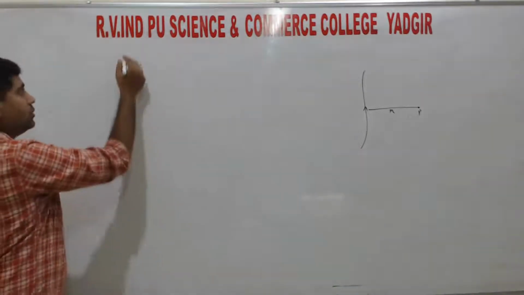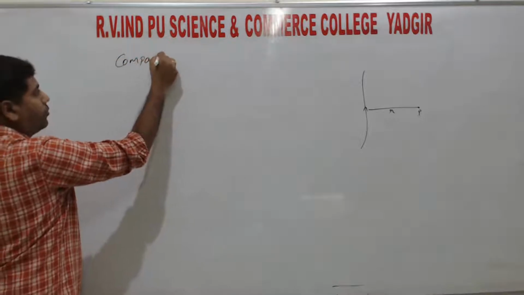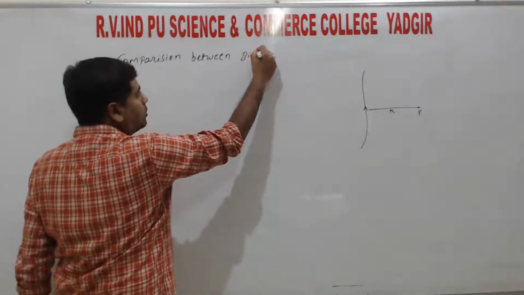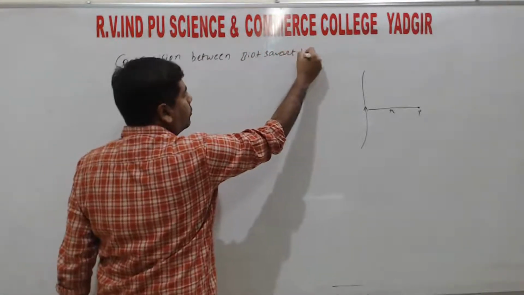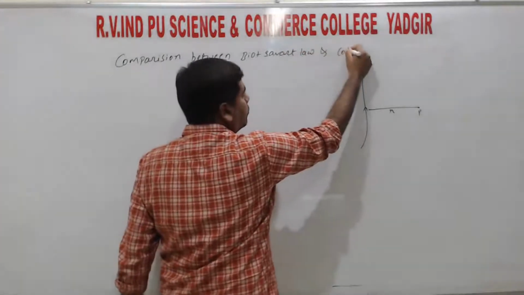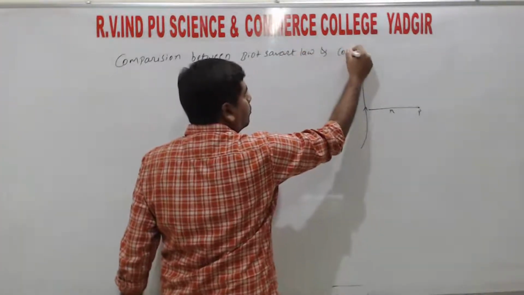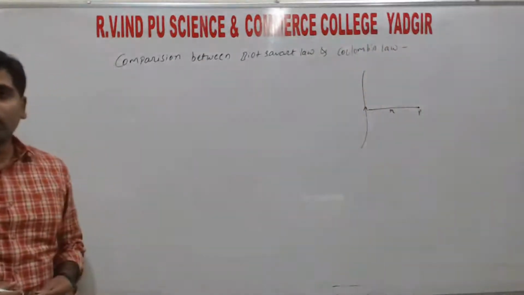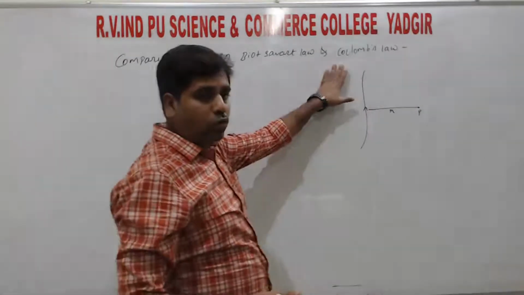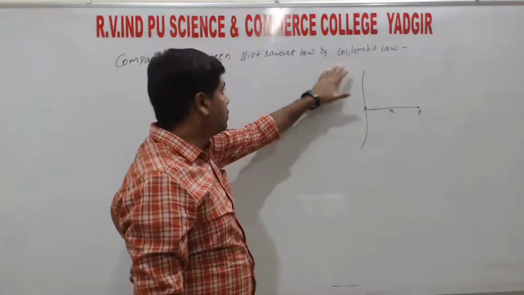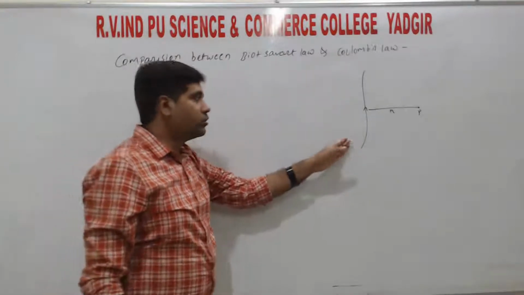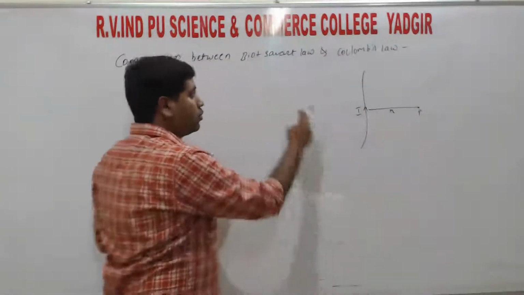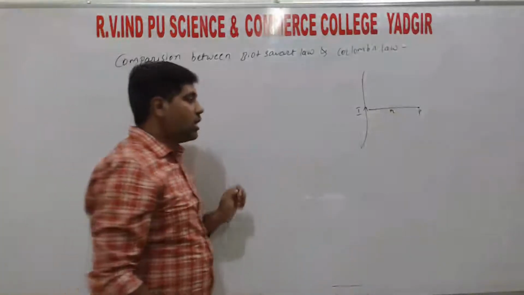So comparison between Biot-Savart law and Coulomb's law, right? Coulomb's law we discussed in the first chapter, the force between two point charges when they are at rest. Biot-Savart's law we discussed in the last class, right? In a current carrying conductor, we can find the magnetic field. So here is the comparison between the Biot-Savart's law and Coulomb's law, right?